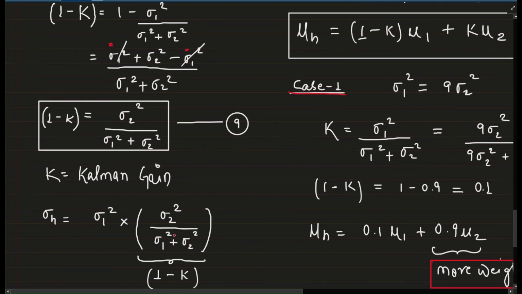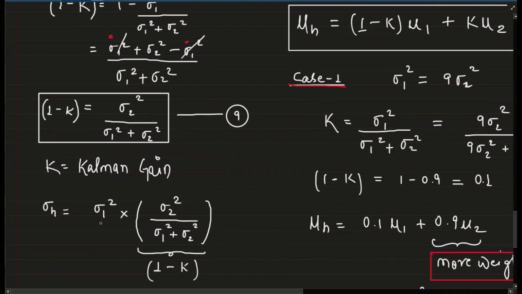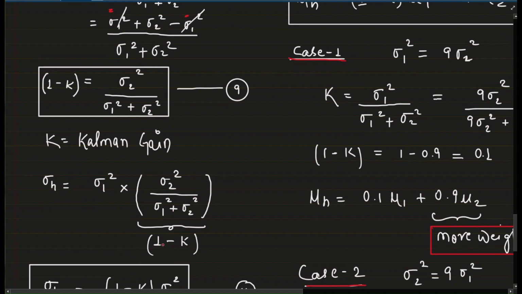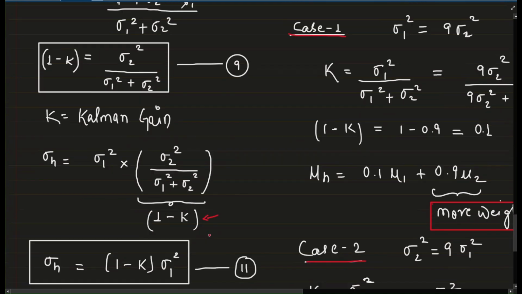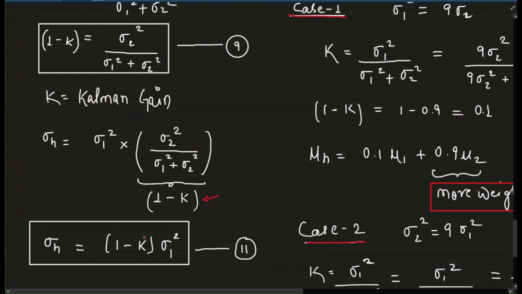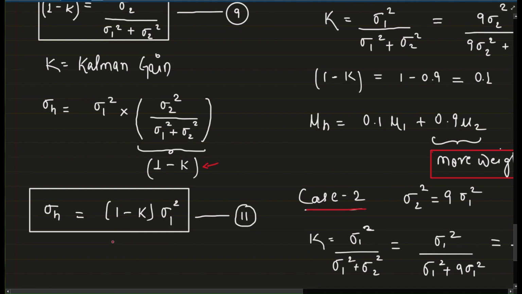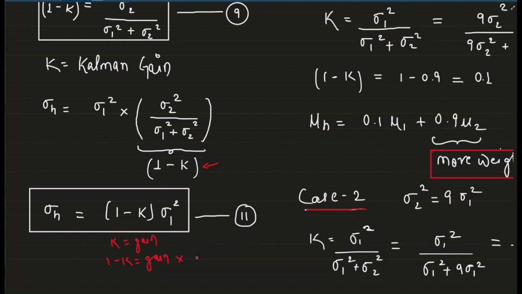As I told earlier, this is called Kalman Gain. So once again, I have written sigma h here, and I've just written sigma 1 square, and then the remaining part has been clubbed under this bracket. As you see, this whole expression is nothing but 1 minus k. So I can then rewrite sigma h as 1 minus k multiplied by sigma 1 square. Note this k is a gain. So 1 minus k is also a gain which is being multiplied to the sigma. In Kalman filter terms, it's called the variance update equation. We'll come back to it later.